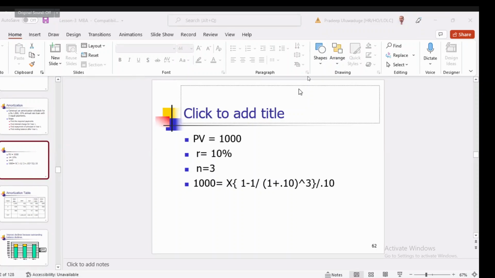Yes, present value of this annuity or present value of the loan is rupees 1,000. Interest rate is 10%. The time period is 3. Now, since it's an annuity, this present value equals X, capital X here, which I have stated is the annual installment, right? So this is the present value of annuity formula, 1 minus 1 over 1 plus r to the power n divided by r, right? So X times 1 minus 1 over 1.10, 10% being r, to the power 3, divided by r.